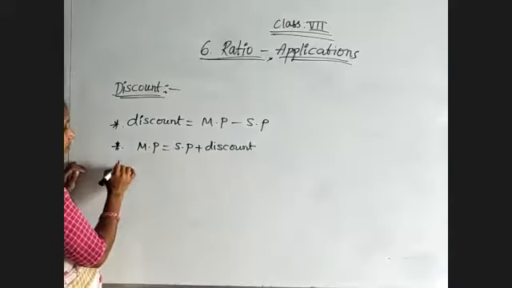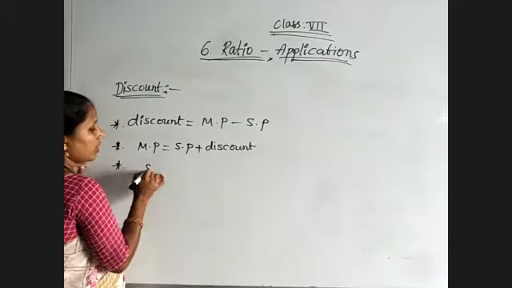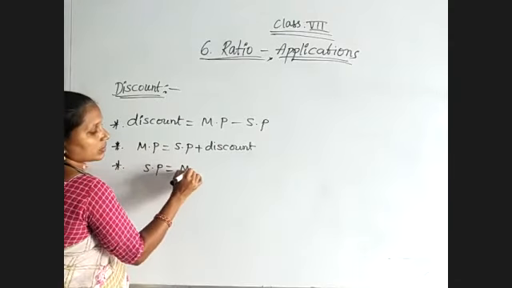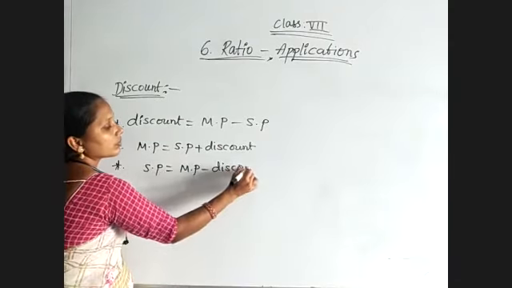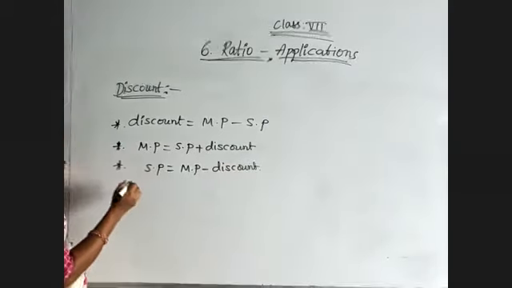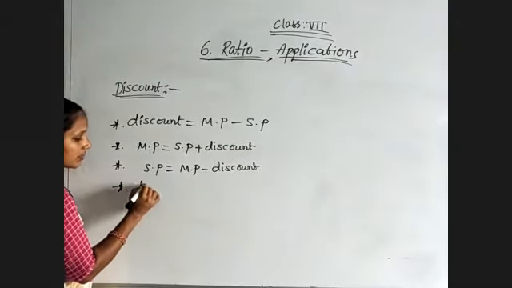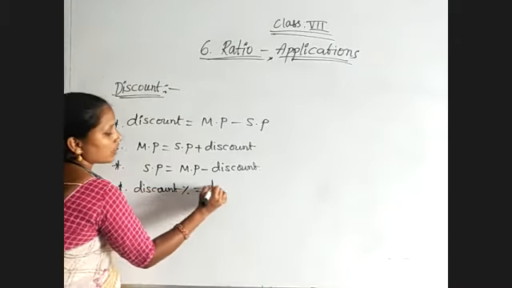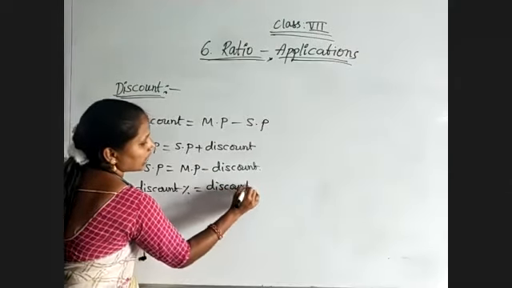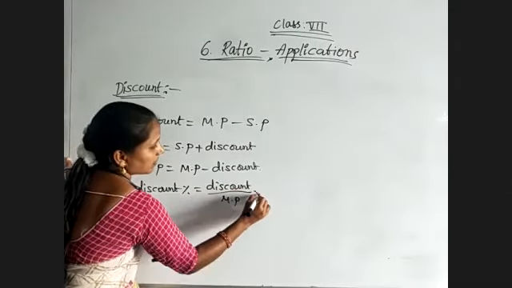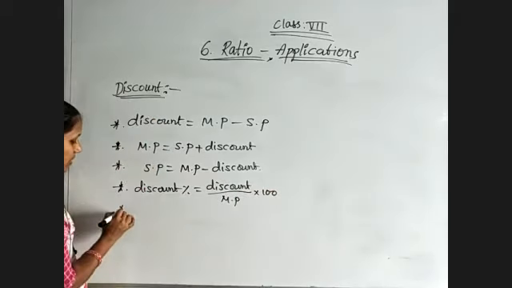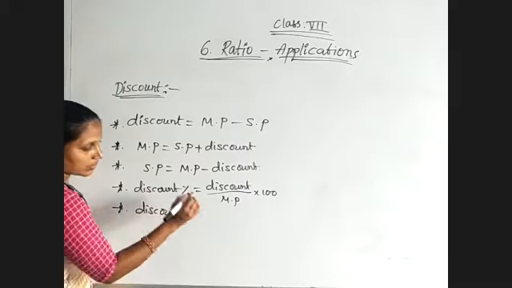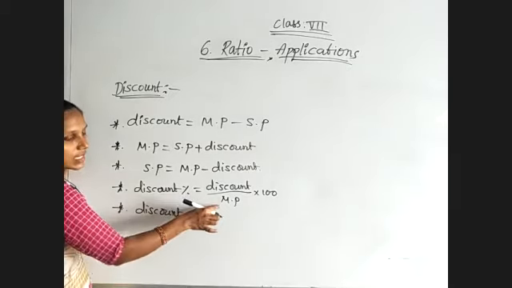And next, SP value will be equal to MP minus discount. And next we have discount percentage is equal to discount by MP into 100. From this, discount will be equal to discount percentage into MP by 100.